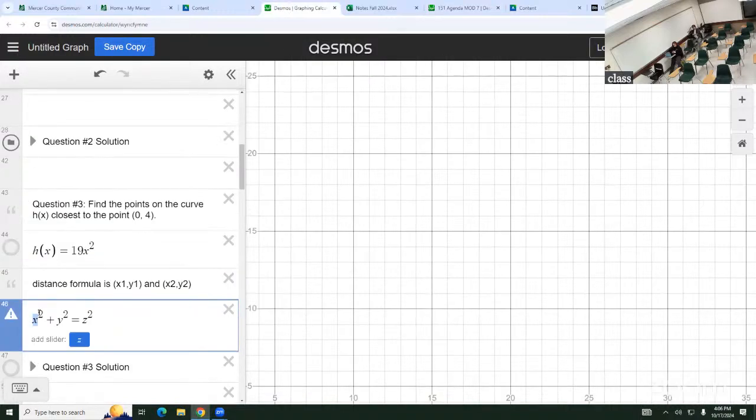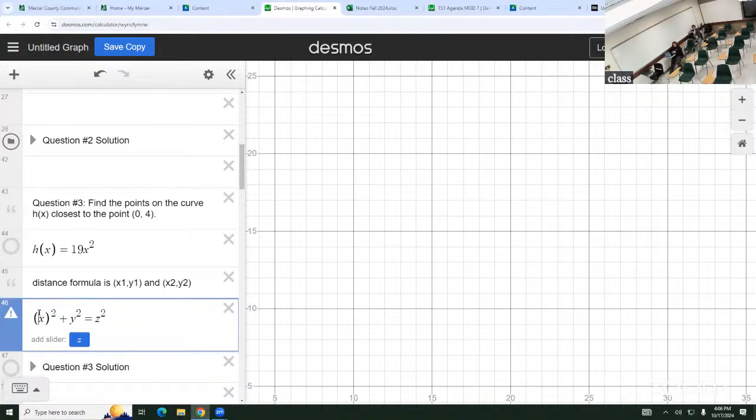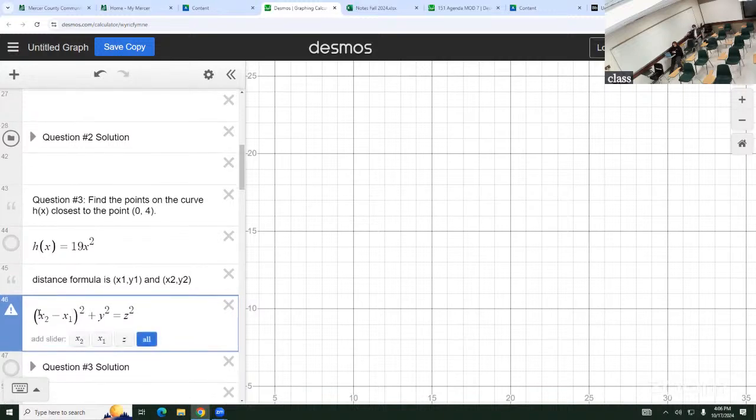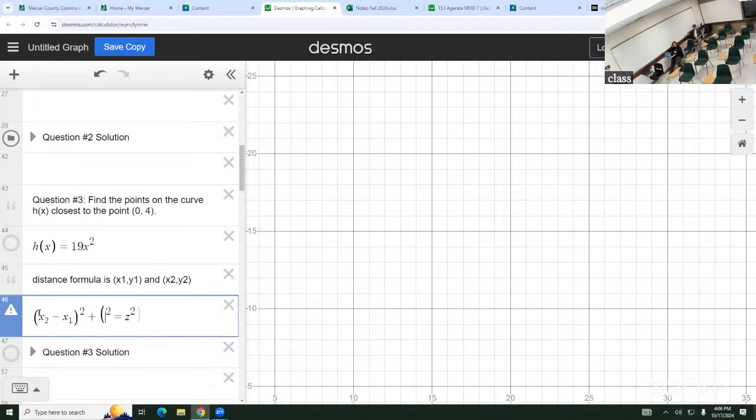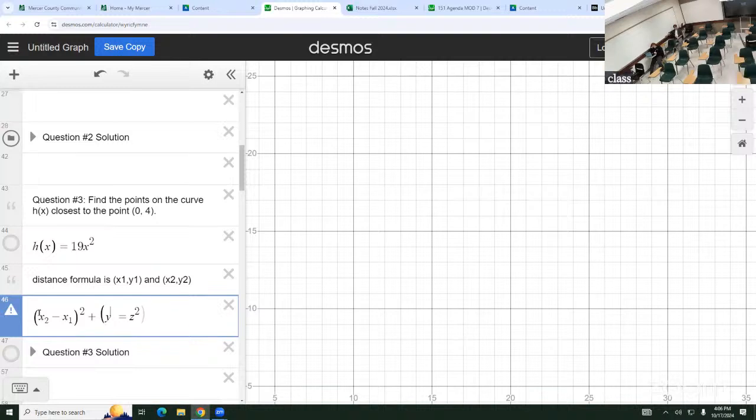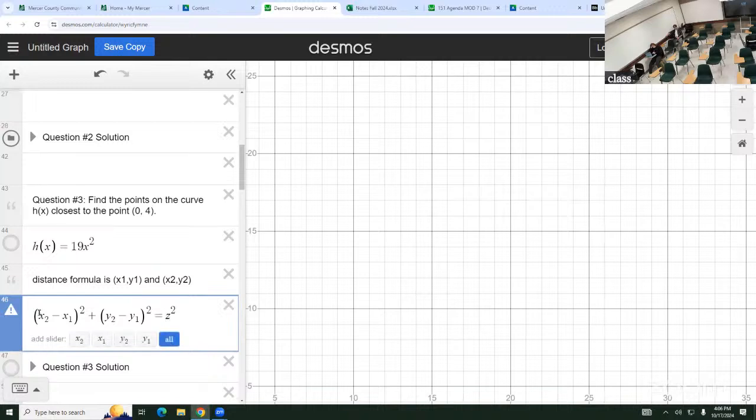The x is the distance between the x's, so it would be x2 minus x1. And the distance between the y's would be y2 minus y1, squared. And z is just the distance between them. The Pythagorean theorem, you know, it's x and y, and you just get the distance between them.